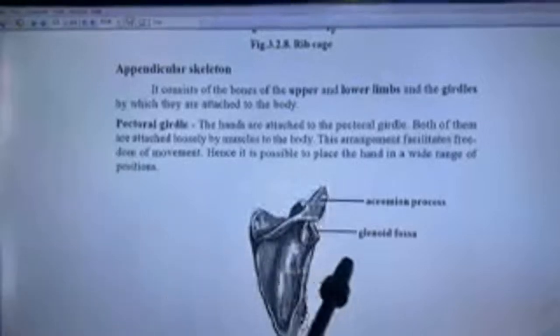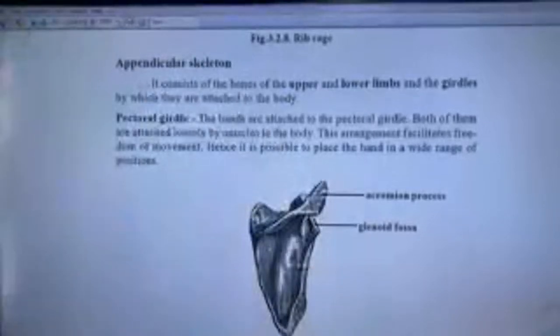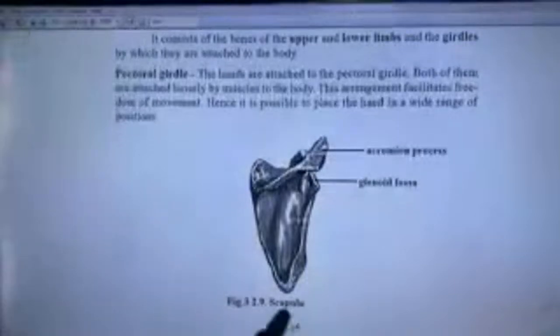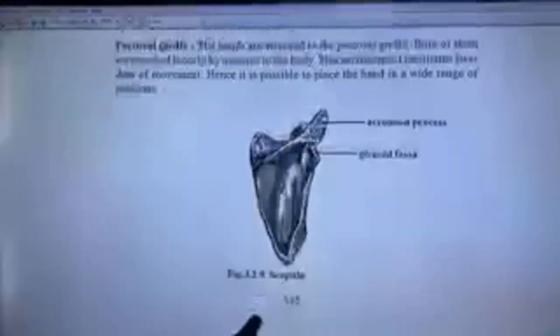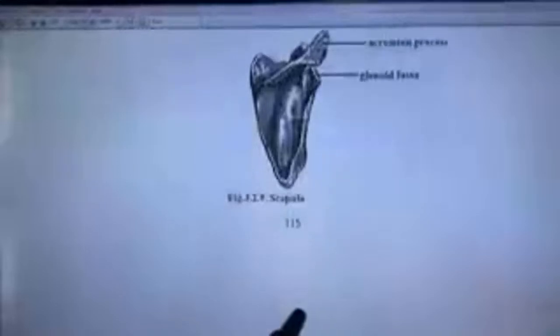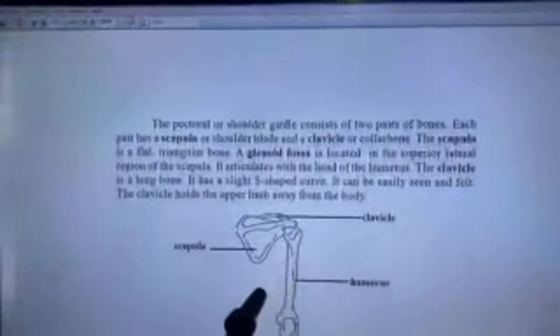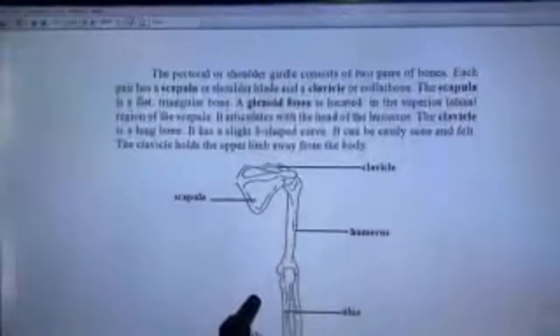Acromion process, glenoid fossa, scapula. This one, scapula. You can study these bones in frogs, pigeons, etc.